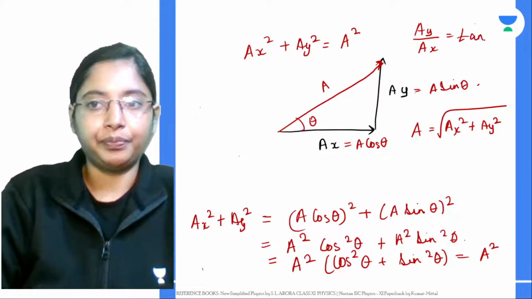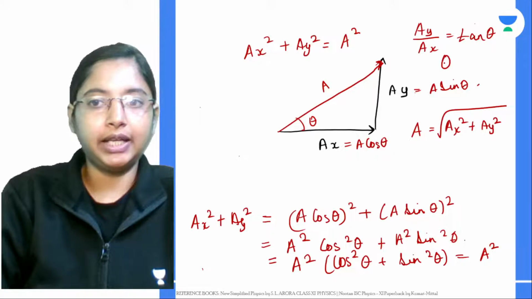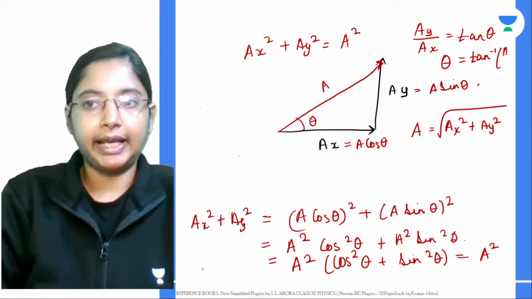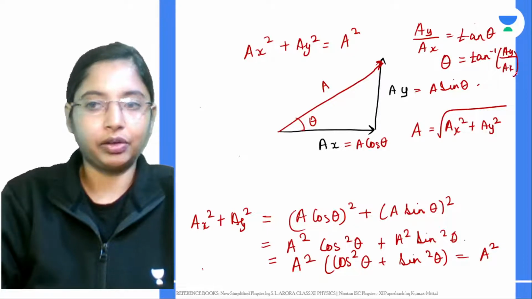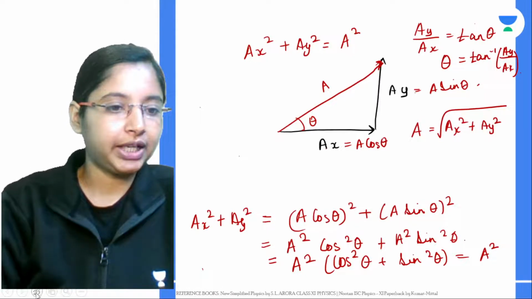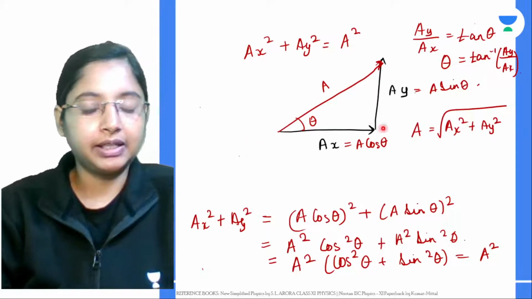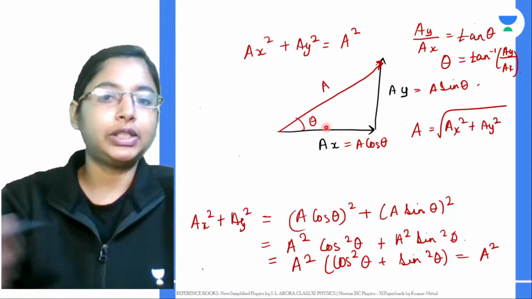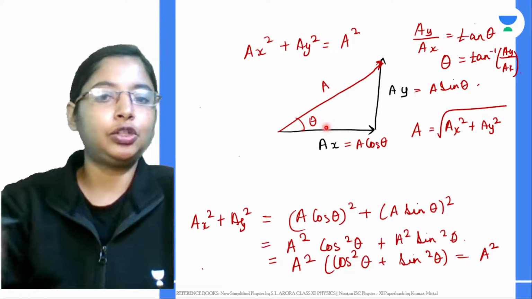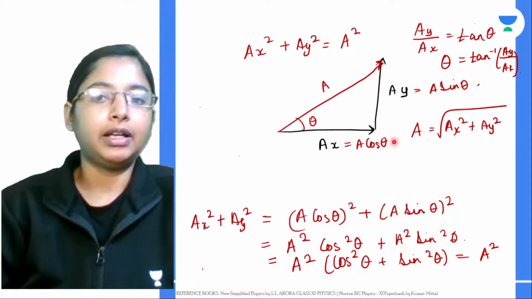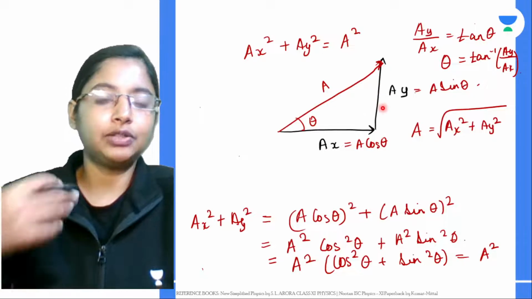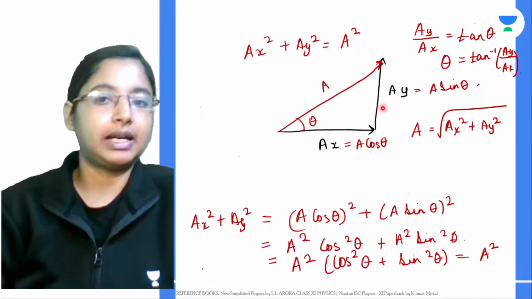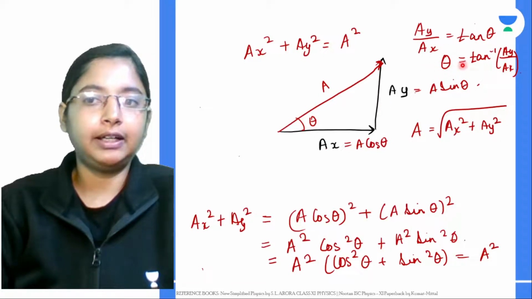Now, from here, if you take theta, that will be tan inverse of ay by ax. So in any question, if they have given you this direction, let's say the velocity in the due east is given, and they've also said another velocity is towards north, and they are asking you to find what will be the resultant, then find the theta value.